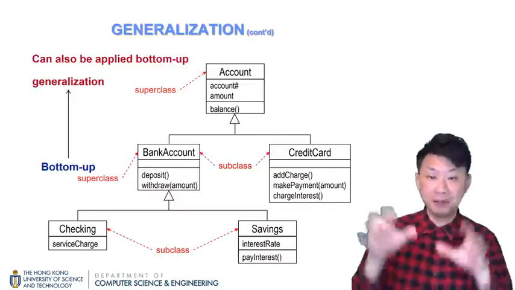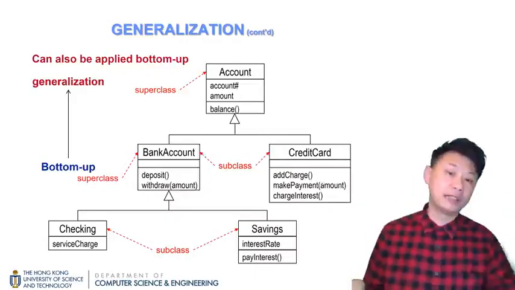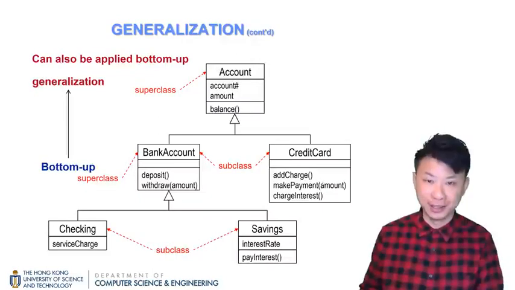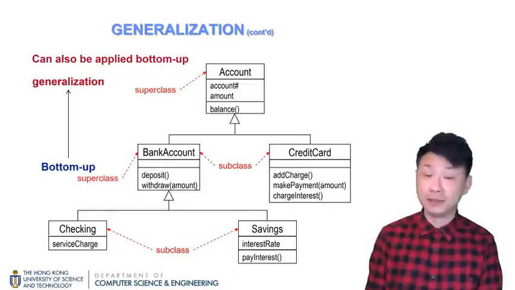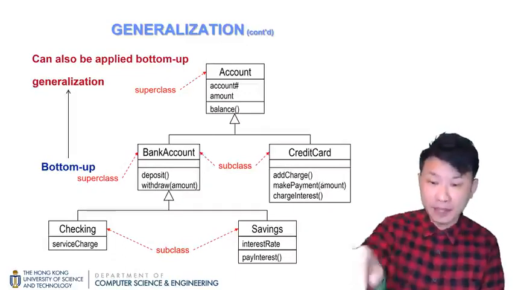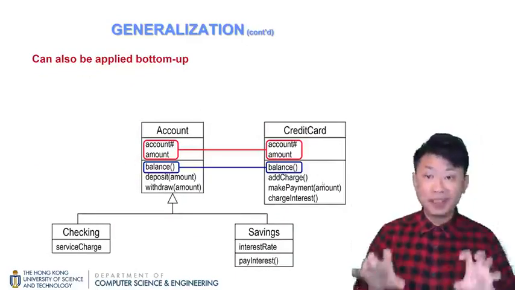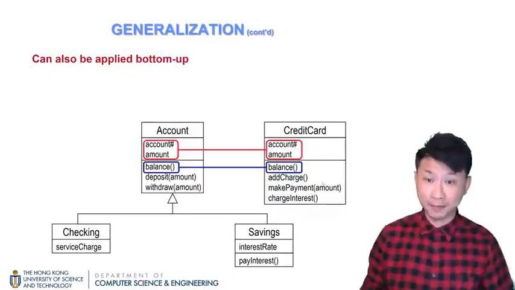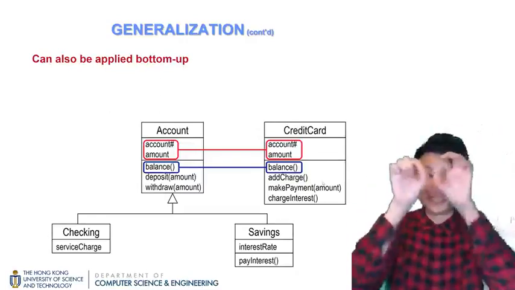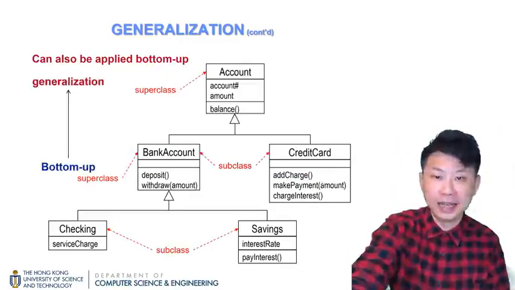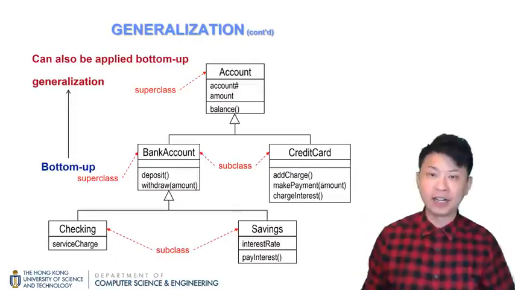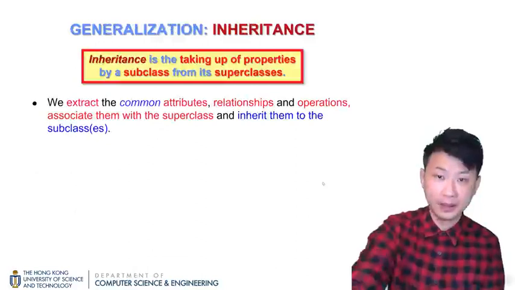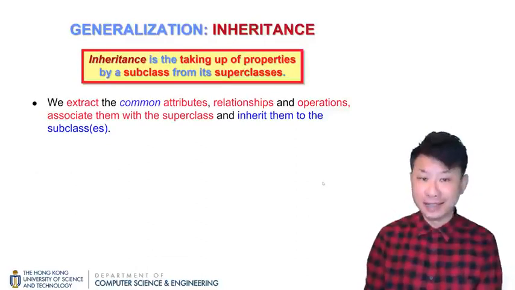We generalize account and credit card as a more general class called account. Under account we have two different types of account: one is bank account and another one is credit card account. This is how we perform generalization or inheritance bottom up, because we see that we have two very similar objects within the class diagram. Then we can perform generalization and create a more general class called account. Then account specializes into bank account and credit card accounts, and this is what we call inheritance.